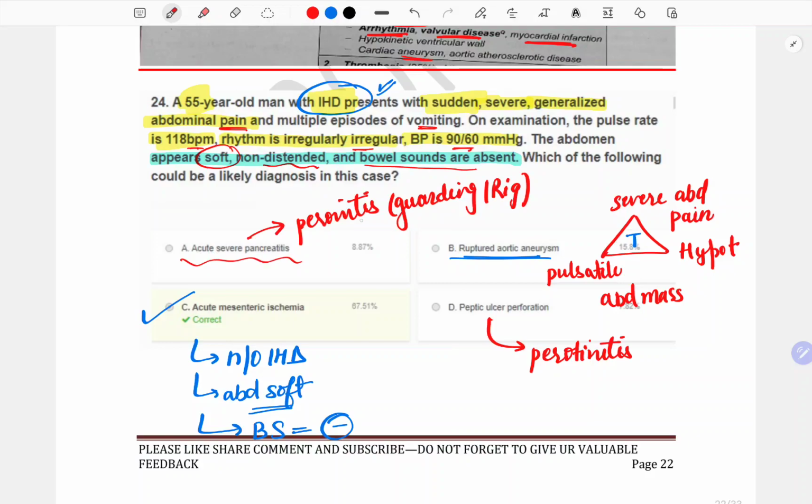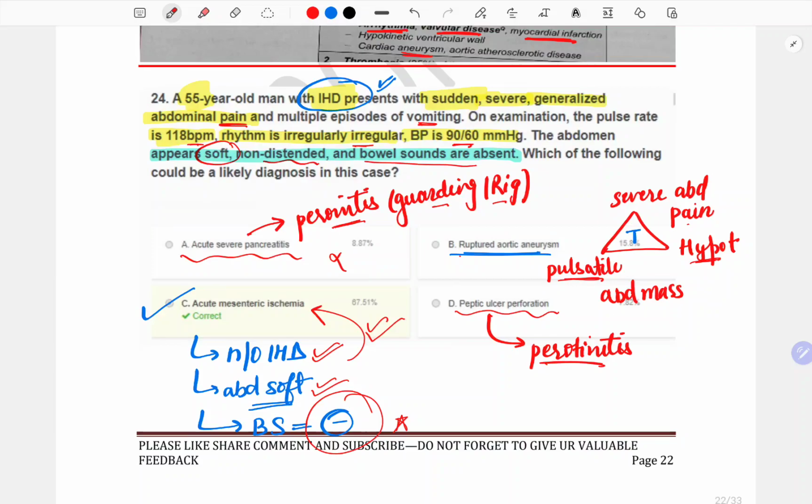Acute severe pancreatitis, peritonitis features will be present, guarding and rigidity. So this is absent, so this is not right. Ruptured aortic aneurysm, there is a triad: severe abdominal pain, hypotension and pulsatile abdominal mass. And acute mesenteric ischemia. Now this has a history of ischemic heart disease because it occurs because of emboli. Abdomen is soft and the bowel sounds would be absent. So this would be the answer. And peptic ulcer perforation will again present as peritonitis. So the answer would be this.